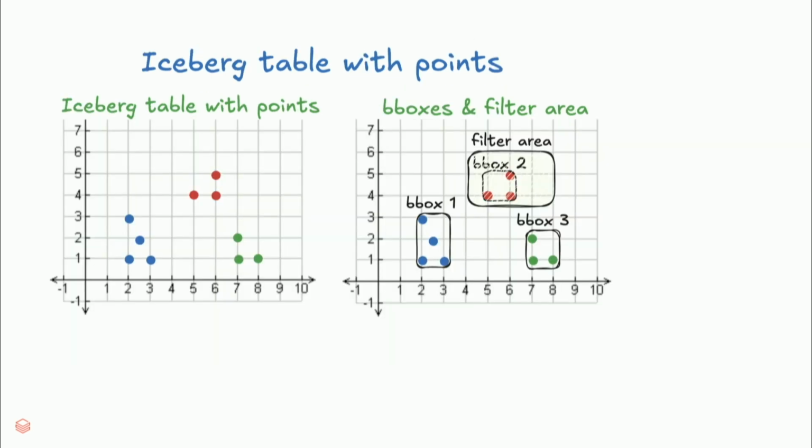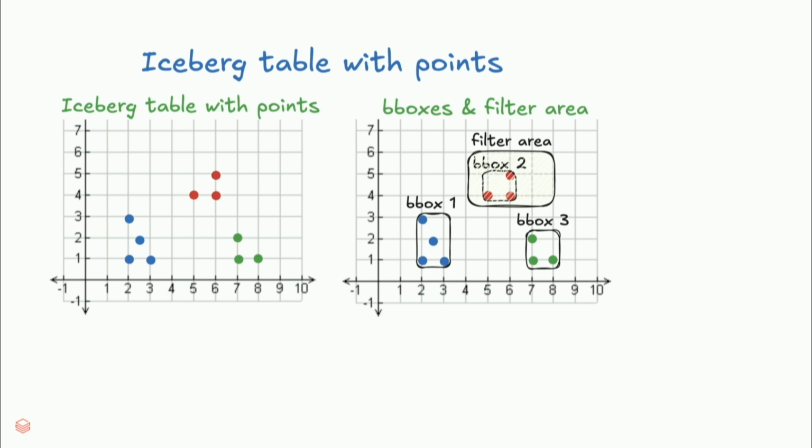Another cool thing about the Iceberg Geo data type, as Zihong also mentioned, is that you can leverage the bounding box to perform really nice filter pushdown. This is a really simple example. Suppose we have an Iceberg table with multiple points, and you see there are multiple points here.